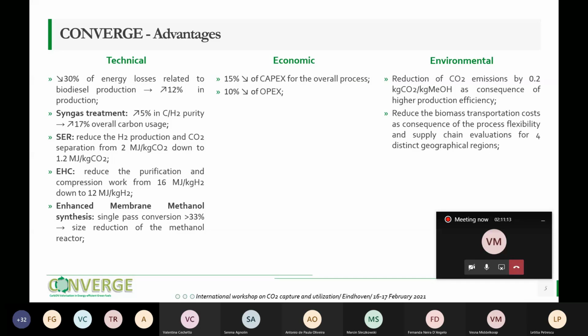From the economic standpoint, a 50% reduction of CAPEX is expected for the overall process, thanks to the equipment reduction, and a reduction of about 10% of OPEX as a consequence of a more efficient production. From the environmental point of view, the main advantage will be the reduction of CO2 emission by 0.2 kilogram of CO2 per kilogram of methanol.